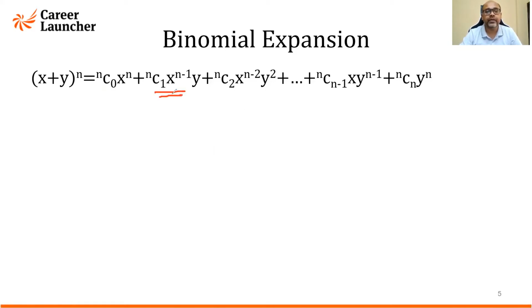The next term will be NC1. So 0 is becoming 1, and your power n of x is becoming n minus 1, and y, which did not exist, now has a power 1. In the next term, the 1 will become 2 in the NCR format, and the power of x will decrease 1 more, and the power of y will increase 1 more. If you notice the pattern, y will keep increasing as you go to the right side, and x will keep decreasing as you go to the right side.